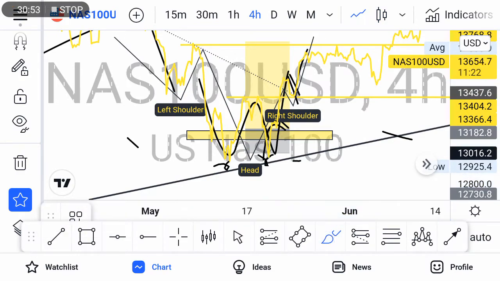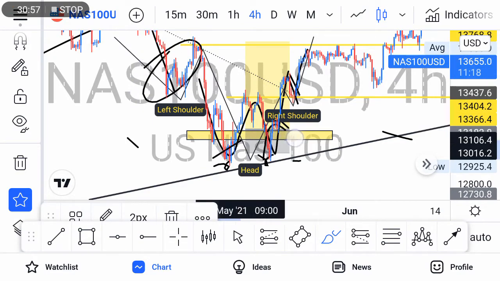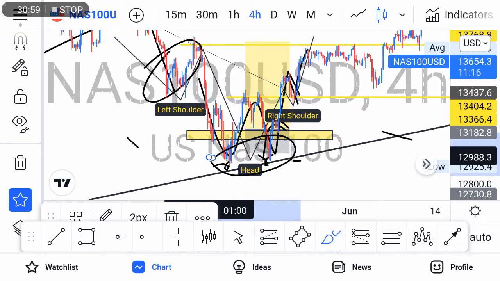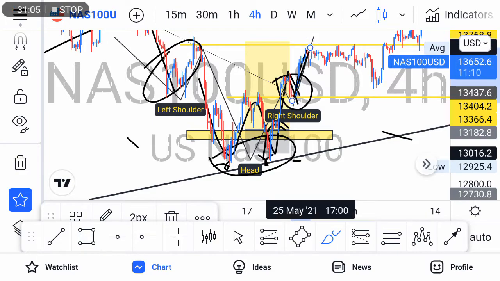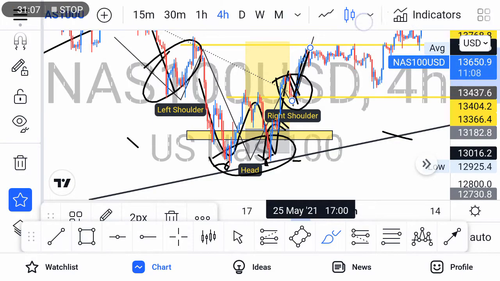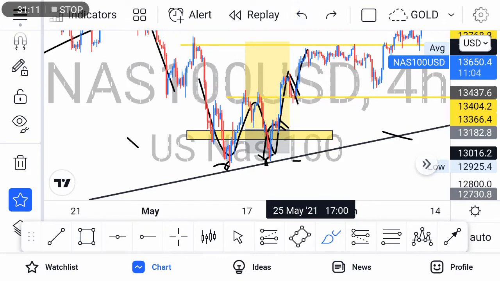Okay, you see, this is our left shoulder here. This double bottom is our head. This retest here on the neckline is our right shoulder, where we normally enter. So now, my chart is a bit messy. Now, guys, I want to show you something.